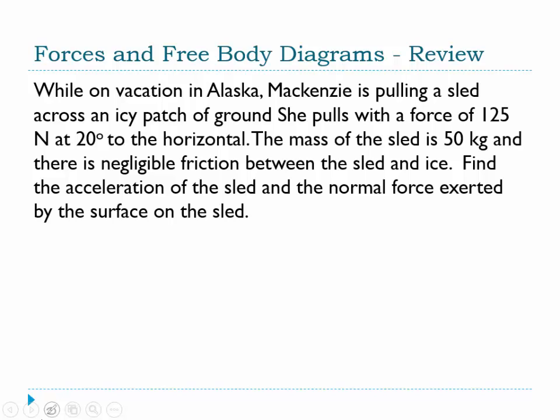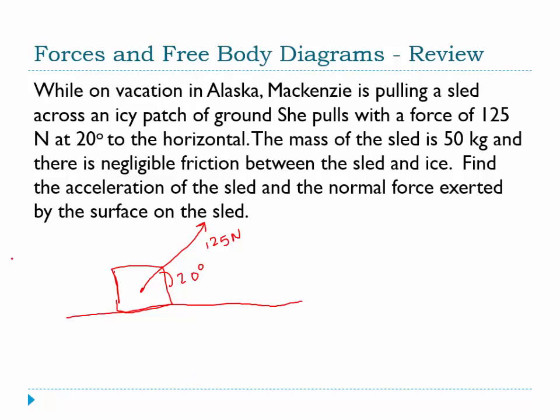Okay, here's an example of forces at an angle, and this is probably a good example of one of the harder AP1 problems that we have, just because of the way that the forces even out. Mackenzie is pulling a sled, and she's going to pull at 125 newtons at 20 degrees to the horizontal. The mass of the sled is 50 kilograms, and there's no friction. We're not going to get into friction until the next chapter, so we'll deal with no friction for right now. Find the acceleration of the sled and the normal force exerted by the surface on the sled.